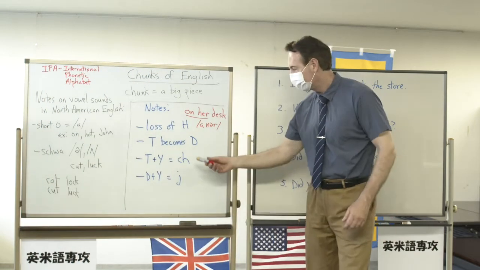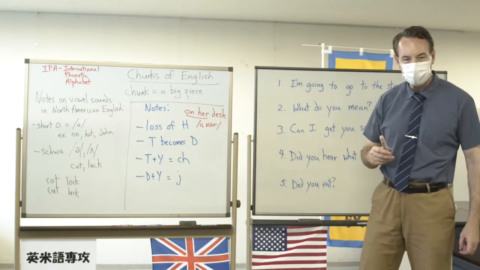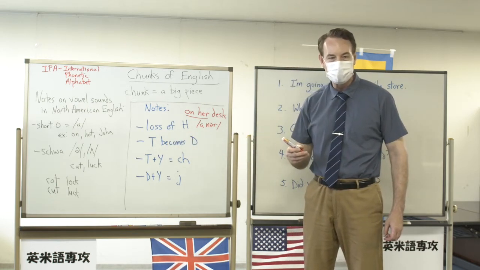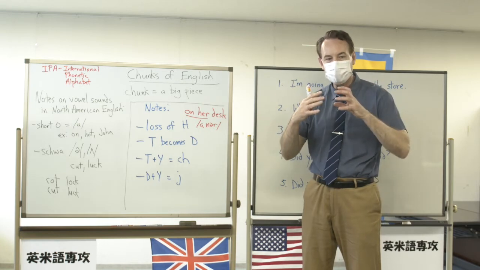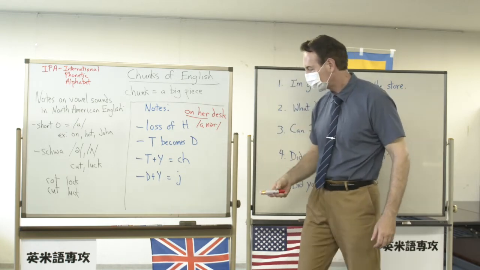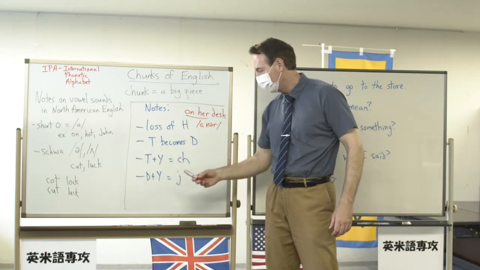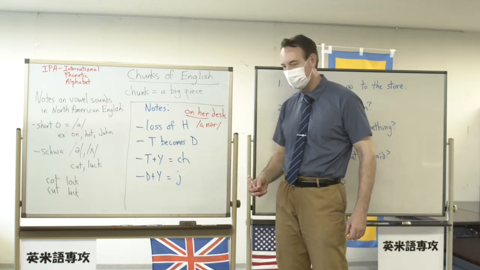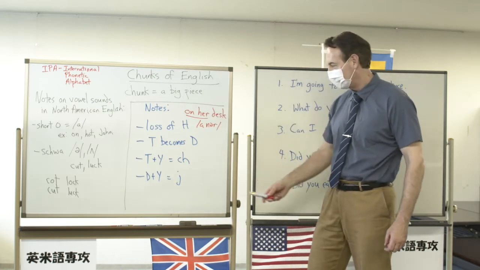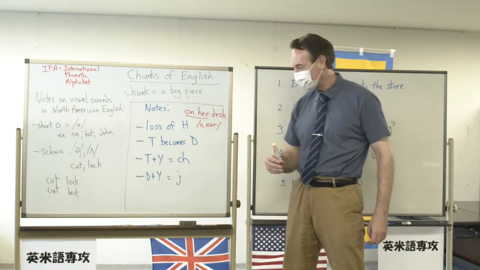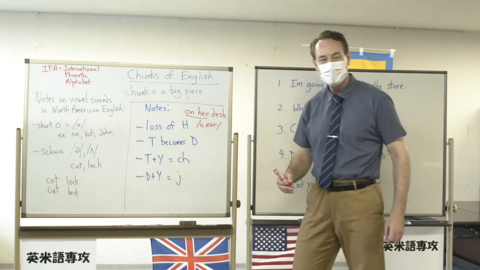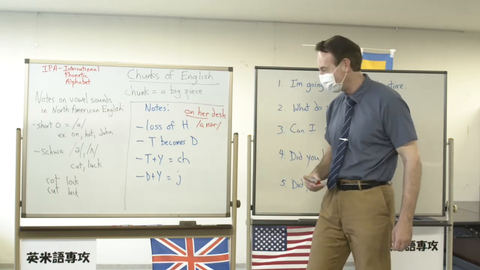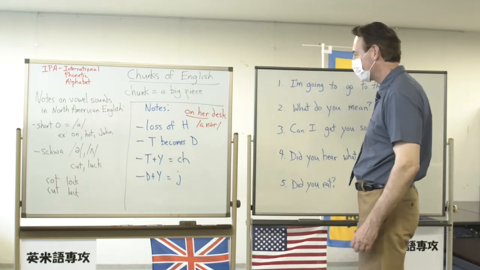Next, T becomes D. This is very common in North America. If there's a T in the middle of a word, it will almost always become D. And if there are two or three words together, the T will often become D. Also, T plus Y will become ch. This is the same as the Japanese ch sound, as in chomage. And D, I know, it's funny. All right. Next, D plus Y will become ja, as in ninja. Ninja, there we go, ninja.